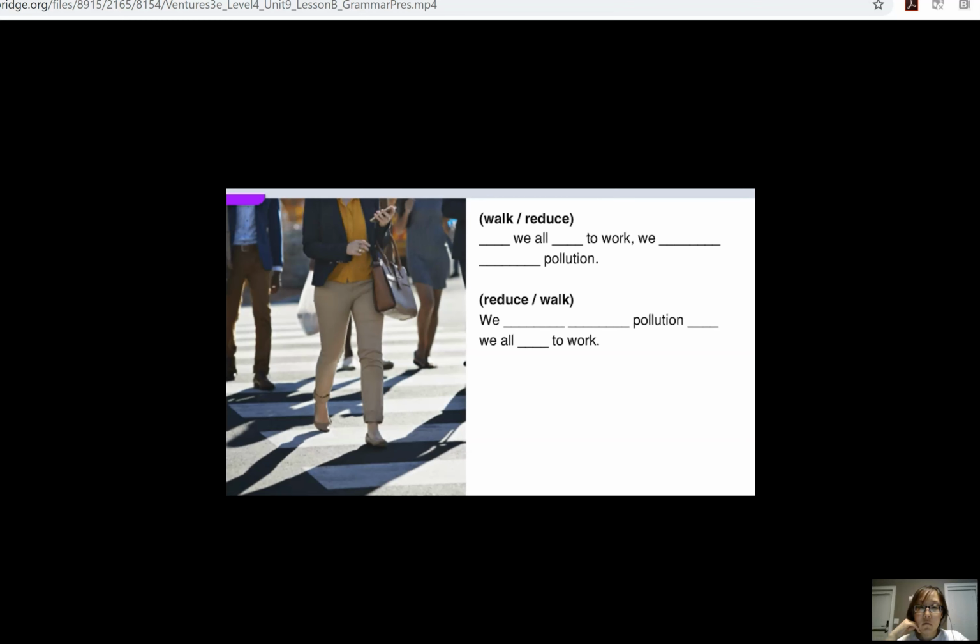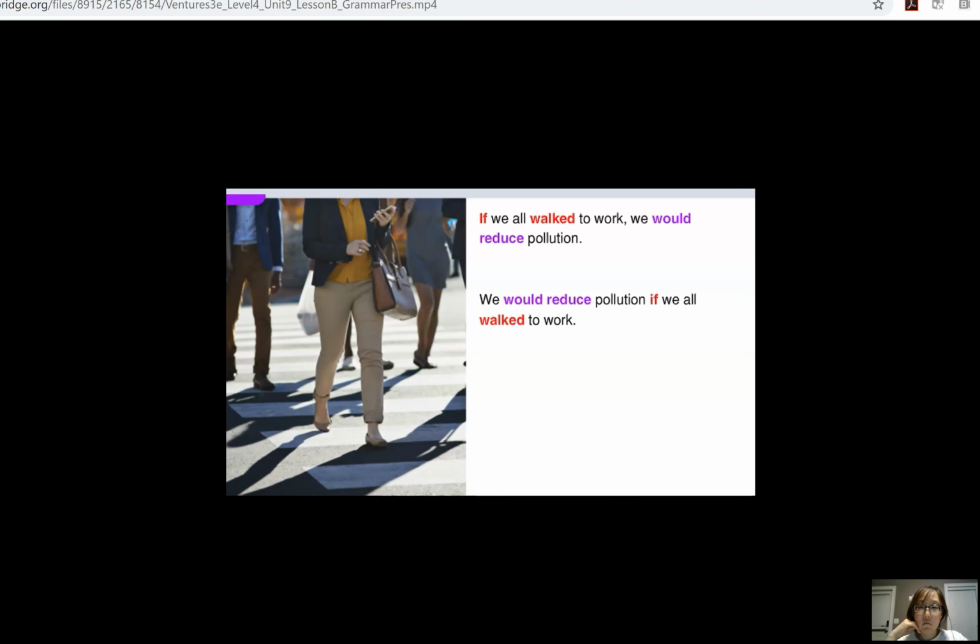Look at the picture. Then complete the two sentences about a present, unreal situation. Now listen to the sentences. If we all walked to work, we would reduce pollution. We would reduce pollution if we all walked to work.